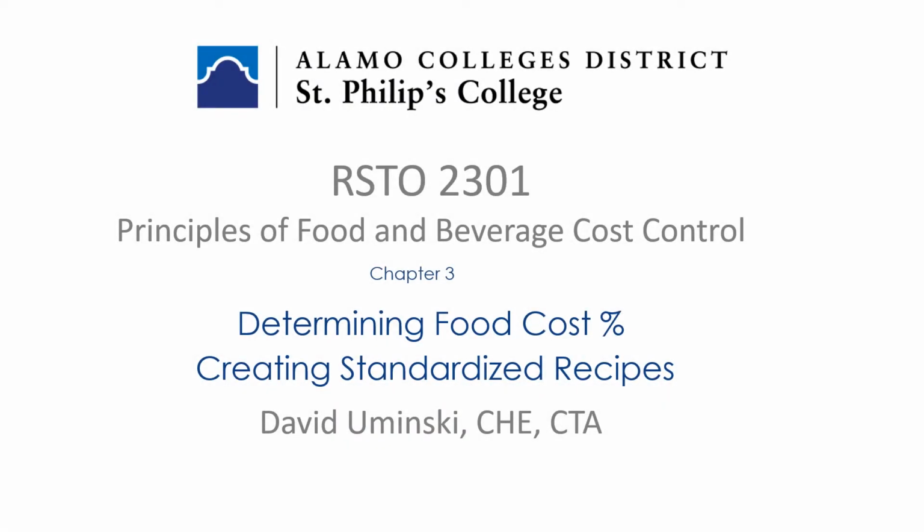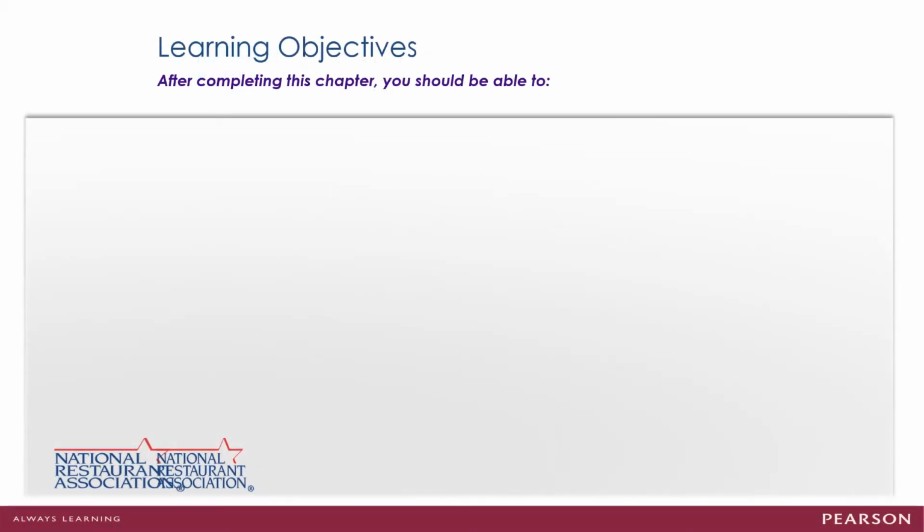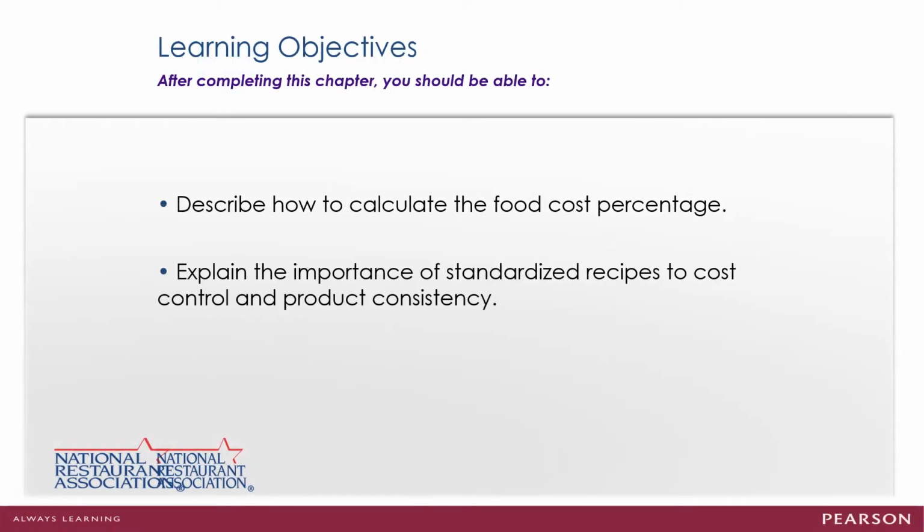In this video for Chapter 3, we are going to discuss our food cost percentage as well as developing and creating our standardized recipes. And so we're first going to talk about how to calculate our food cost percentage and then also the importance of standardized recipes as we try to control our costs and be consistent in the production.